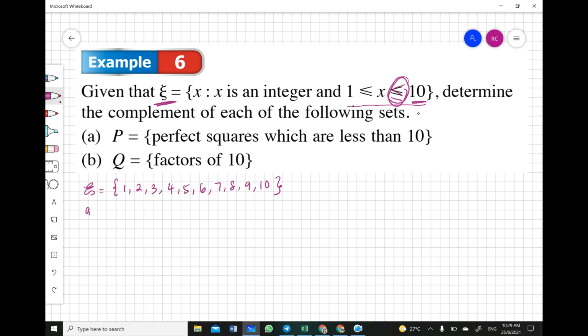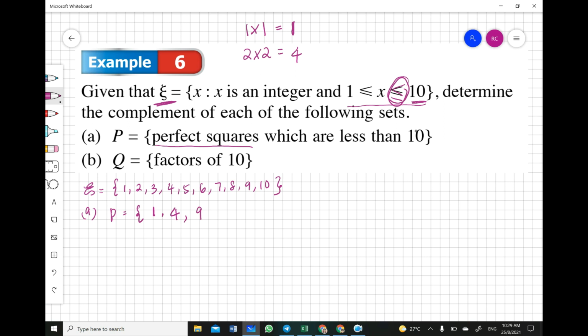Now we need to look for A. The set P over here is the perfect squares which are less than 10. So this one goes back to what you have learned. Perfect square. What is the first perfect square? The first perfect square is 1. 1 times 1 equals 1. What is the second perfect square? 4. 4, correct. 2 times 2 equals 4. What is the next one? 9. 9, very good. Next one?